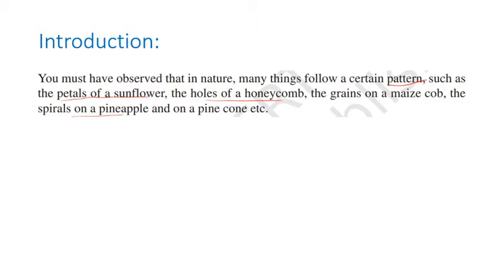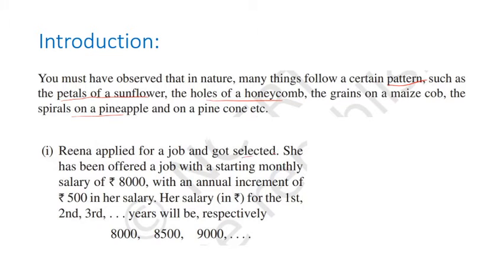So similarly, like this in mathematics also, students, there are a lot of patterns occurring, and one such pattern is called arithmetic progression. Let us look at one example of mathematical pattern. Here, Reena has got a job and her monthly salary is 8,000 rupees. Every year she will get increment of 500 rupees, and her salary for the first, second, third year will be 8,000, 8,500, and 9,000. This series will continue until she quits her job, and this particular series is called a mathematical pattern.